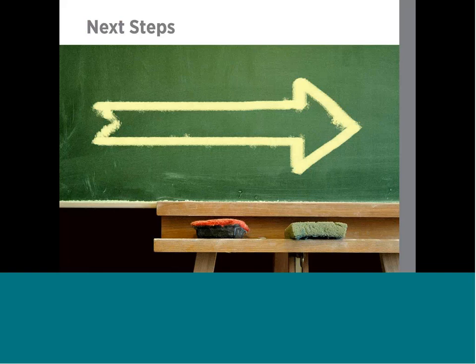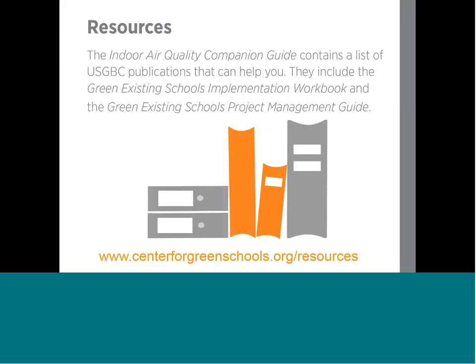Now that you have a nice outline to help you develop an indoor environmental quality program, the next step is for you to gather more in-depth information, including sample policies, practices, and plans. You might also seek support from colleagues who have implemented similar programs in their schools or districts. For additional guidance, you can refer to the IEQ Companion Guide that provides more details on the content covered in this training and includes references to useful websites and publications such as the Green Schools, Existing Schools Project Management Guide.